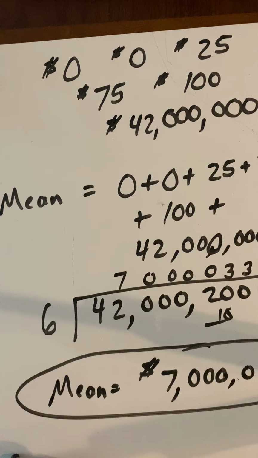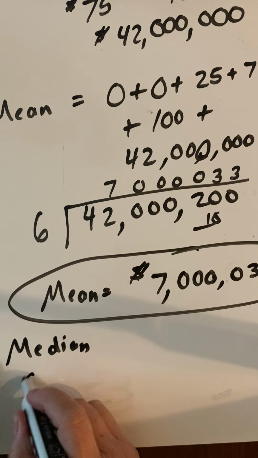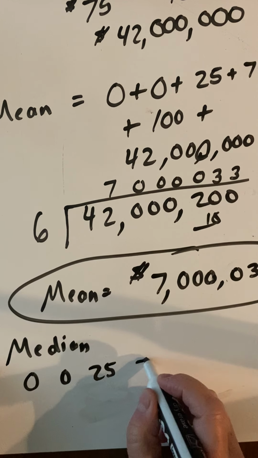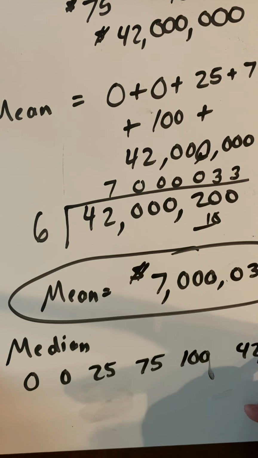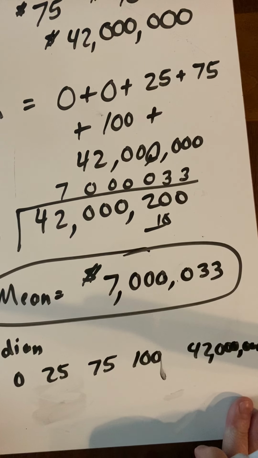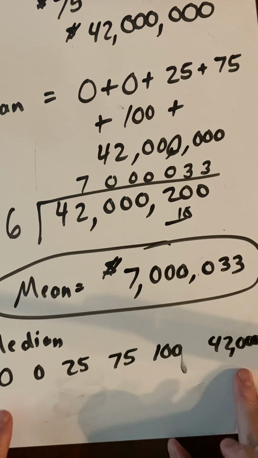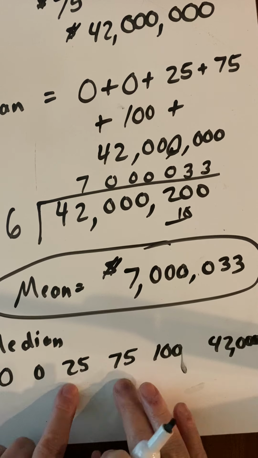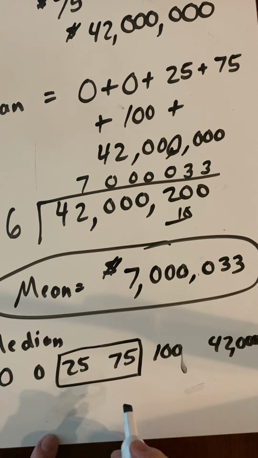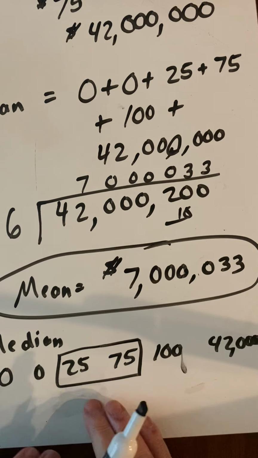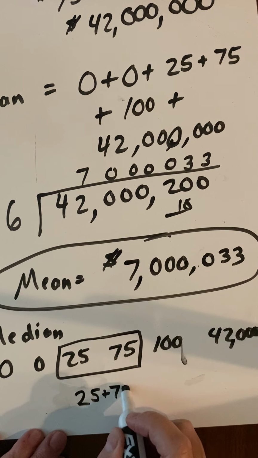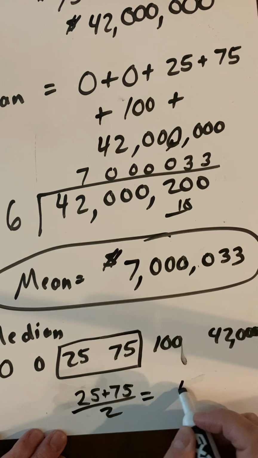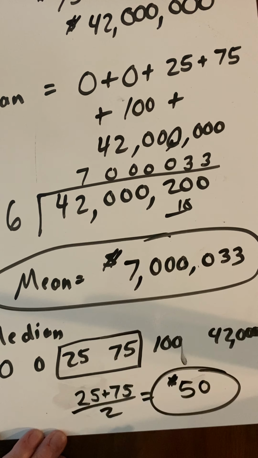Let's look at median. So median is going to be where I take the middle of the road. And so I go 0, 0, 25, 75, 100, and then 42 million. All right, so now I've got that right there. I'm going to go in the very middle. Right here is the very middle, 75 and 25. And when you have 2, because here I've got an even number of things, I can just find the average of that. So 75 plus 25 divided by 2 would give me 50. So my median is $50.